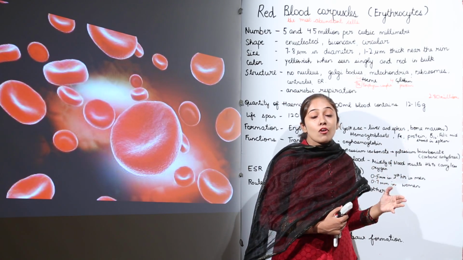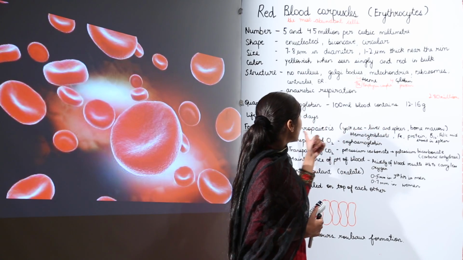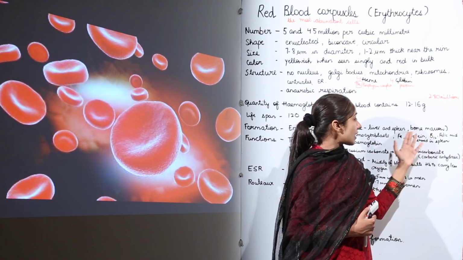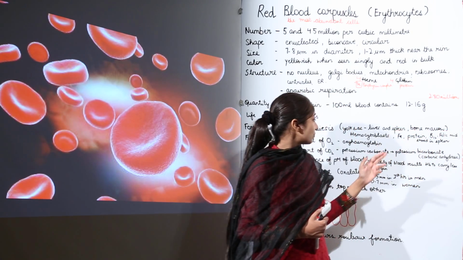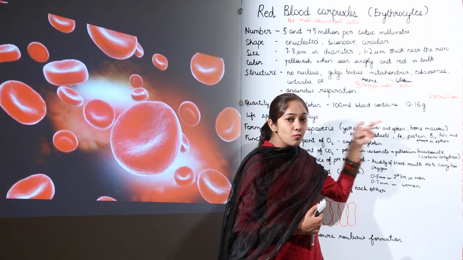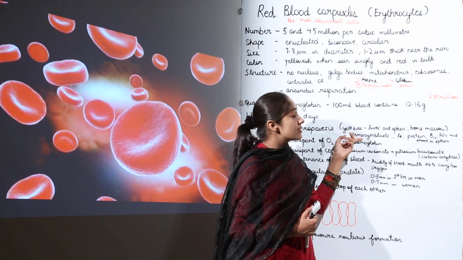And finally, after the birth of the child, the formation of RBCs occurs in the bone marrow. It occurs where? In the bone marrow. From what? From these hemocytoblasts. So, in the bone marrow, from hemocytoblasts, RBCs or erythrocytes are formed.